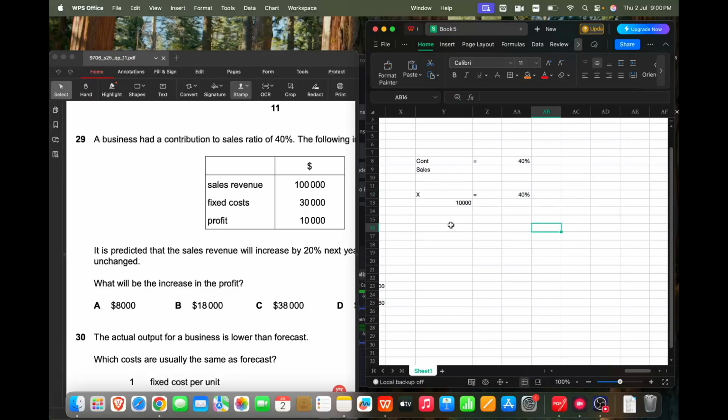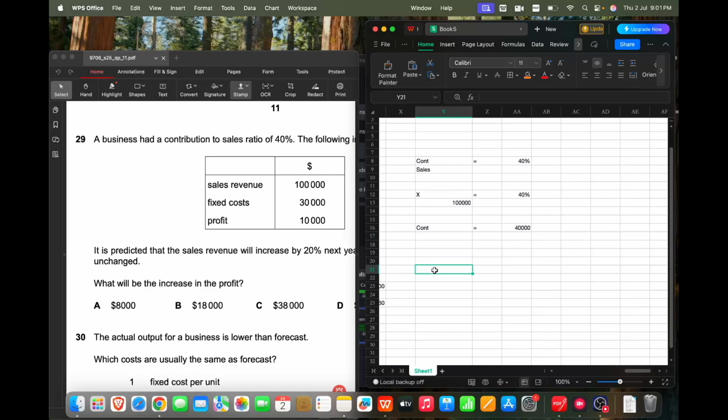Now let's do the cross multiplication. So X, which is the contribution, I'll just write down contribution instead of X. Contribution is equal to 40% of 100,000. So 100,000 into 40%. Now if I calculate this number, then I'll get 40,000. This is my contribution.